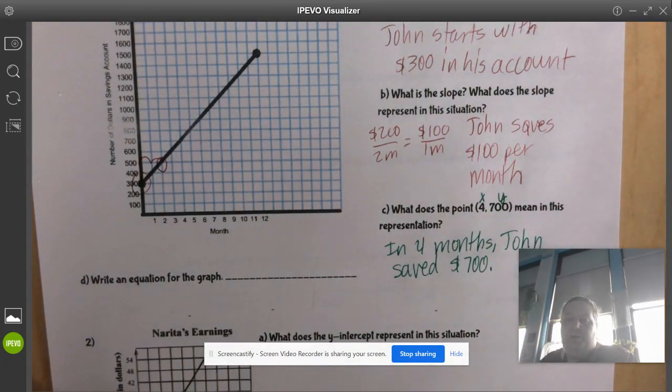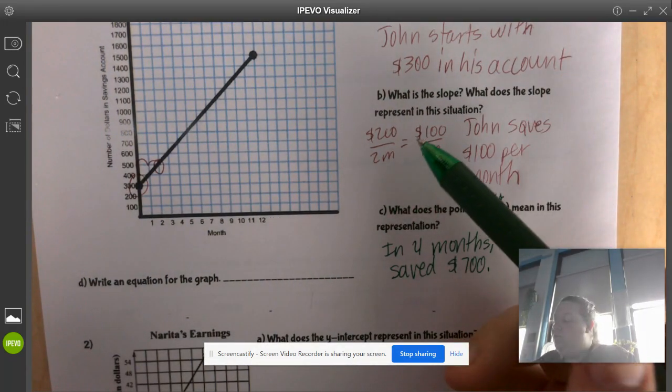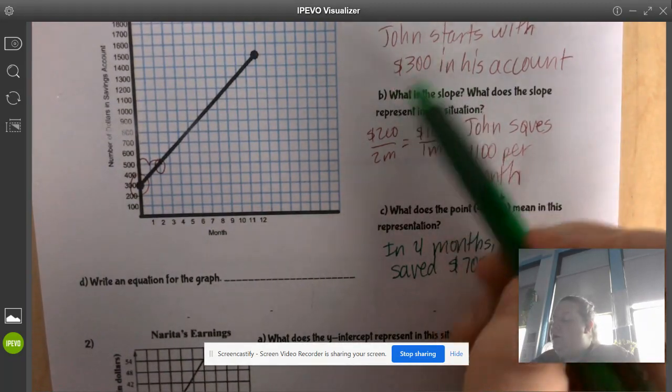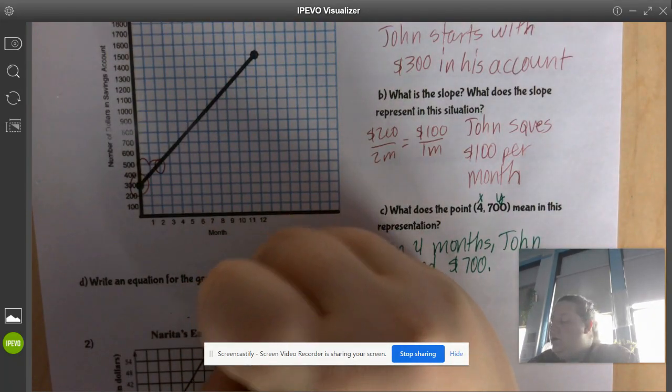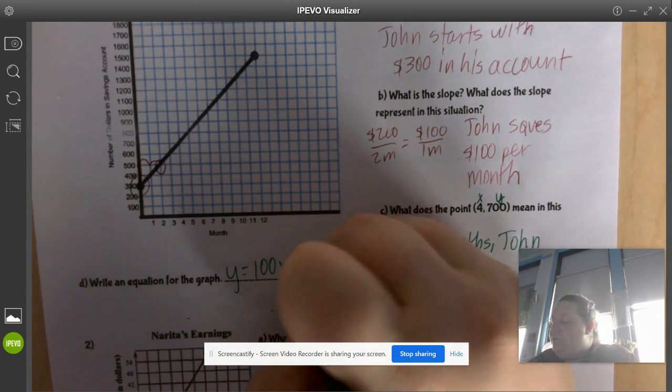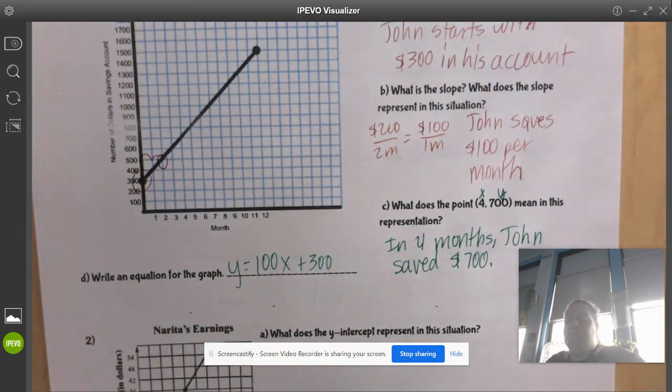And then write an equation for the graph. So we're writing this in slope-intercept form, and we actually have all the information we need. Our slope is 100, our y-intercept is 300. So y equals 100x plus 300, okay?